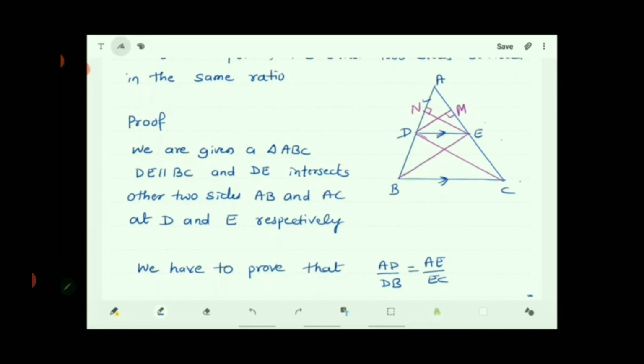Here, we consider the triangle ADE and triangle BDE and also triangle DEC. Triangle ADE, triangle BDE, triangle EDC.